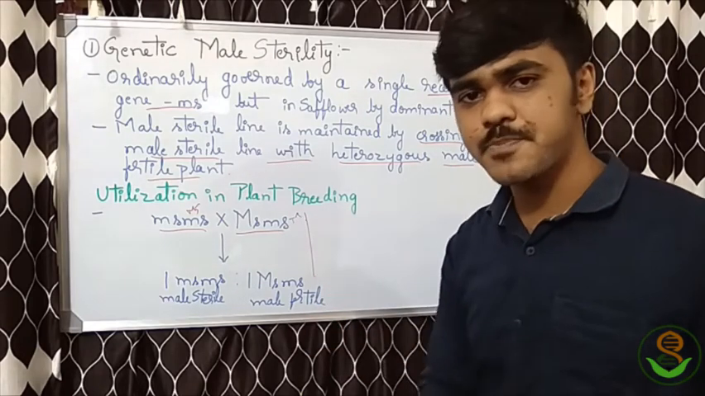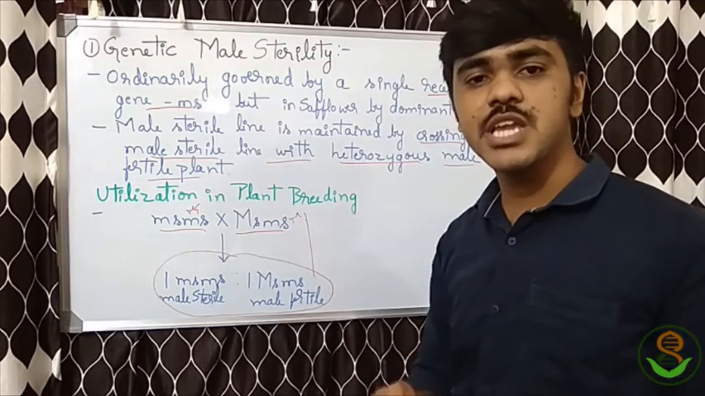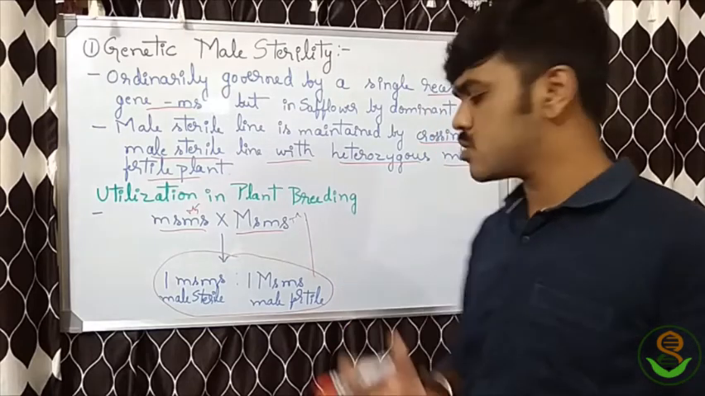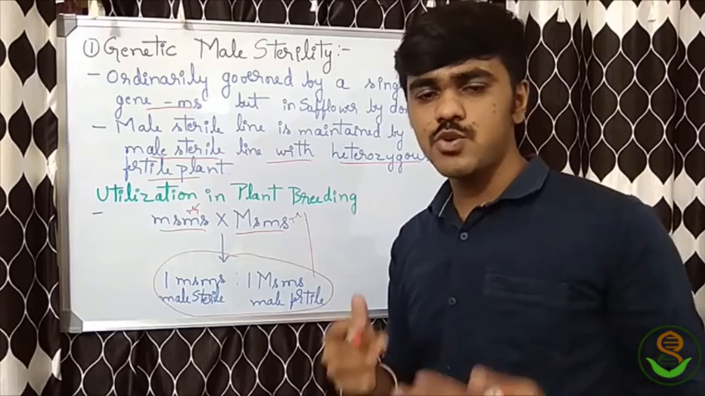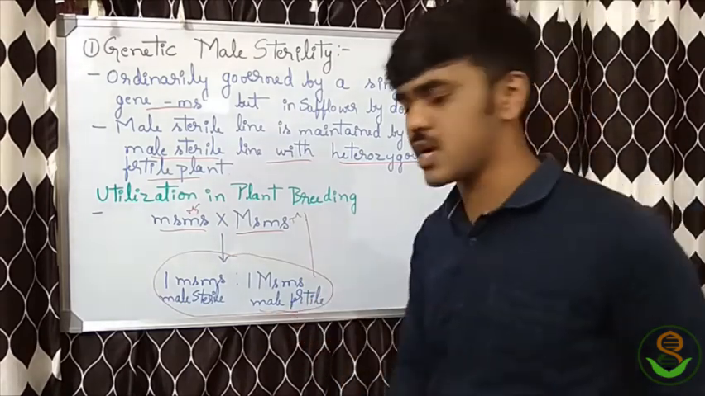Dear friends, in the seed production plot, in the beginning we don't know which is male sterile and which is male fertile. It's a mixture of both, right? So this complete progeny is used as a female plant. You might get a doubt about what happens to these fertile plants. I will tell you that.